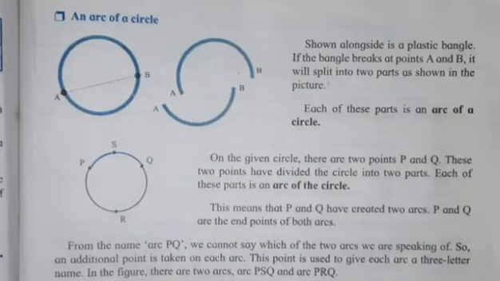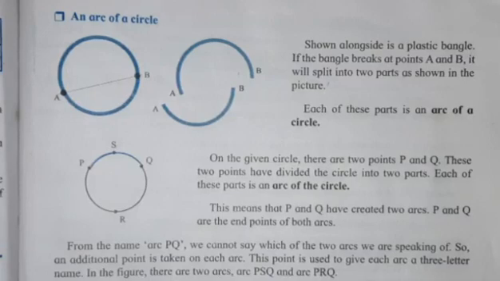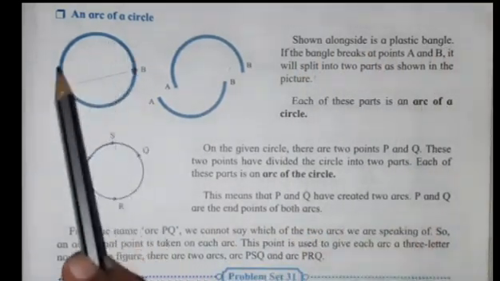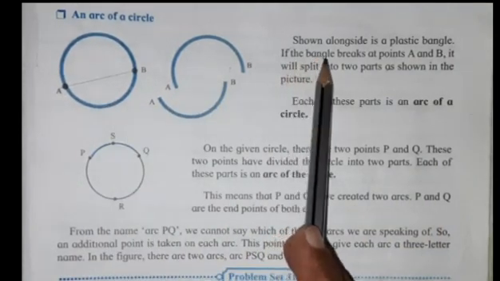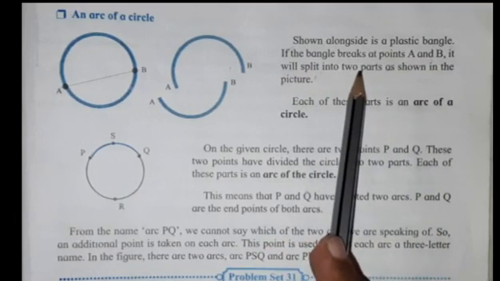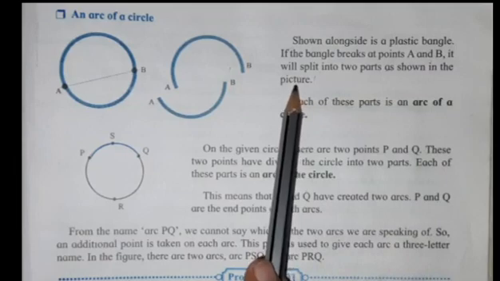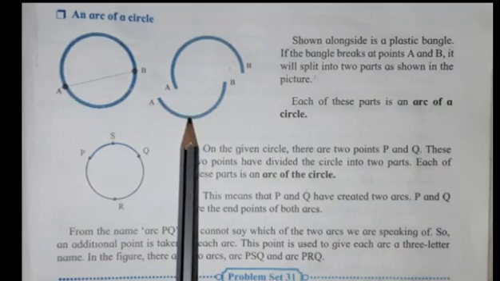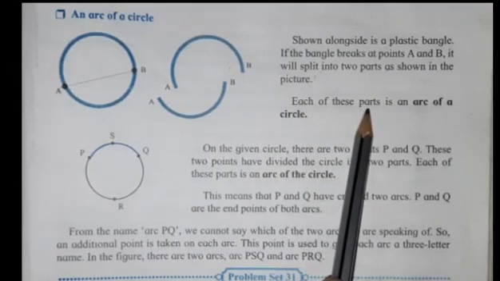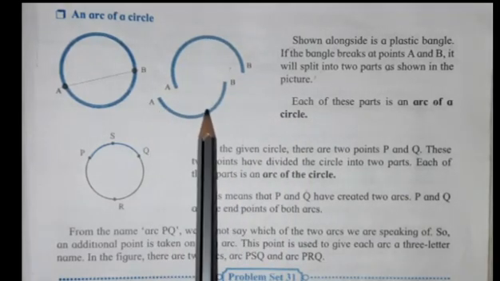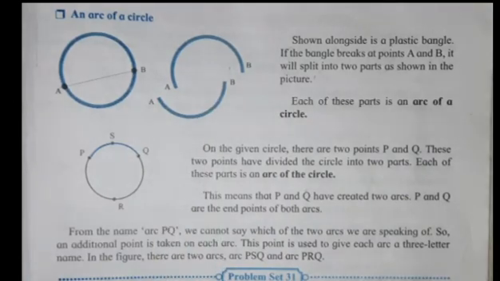Now we will learn about the arc of a circle from page number 45 of your maths textbook. Shown alongside is a plastic bangle. See this picture of a plastic bangle. If the bangle breaks at points A and B, it will split into two parts as shown in the picture. One part is this and the second part is this one. Each of these parts is an arc of a circle.